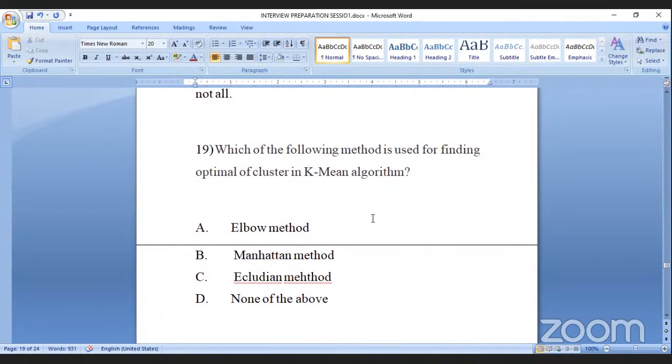Let's move to the 19th question. Which of the following methods is used for finding the optimal number of clusters in the k-means algorithm? The four options are: option A, elbow method; option B, Manhattan method; option C, Euclidean method; option D, none of the above.